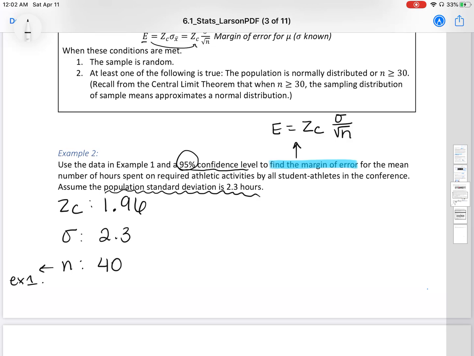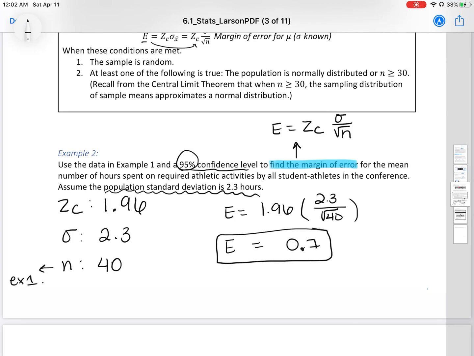All right, let's go ahead and use our formula. So E is equal to 1.96 times 2.3 divided by square root of 40. So I suggest you first do what's in the parentheses. So take 2.3 divided by square root of 40, get an answer, multiply it by 1.96. You should get something close to 0.7. That is our error.